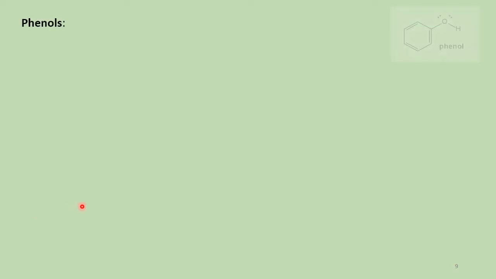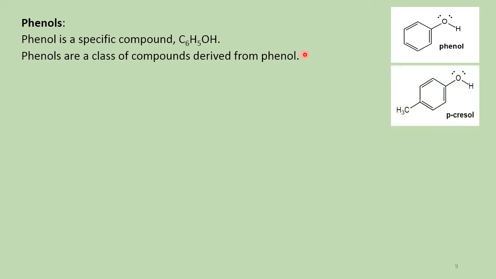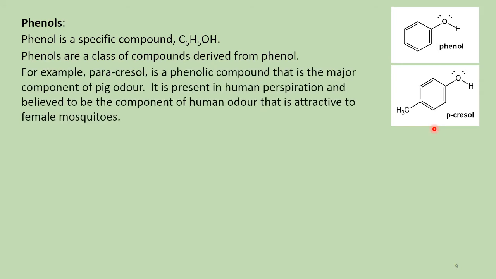Next, we're going to look at phenols. Now, this compound, C6H5OH, is a specific compound called phenol. But phenols are actually a class of compounds that are derived from phenol. Here's an example of a phenol, a phenolic compound. Common name is paracresol. And paracresol, Wikipedia tells me, is the major component of pig odor, present in human perspiration and believed to be the component of human odor that is attractive to female mosquitoes.